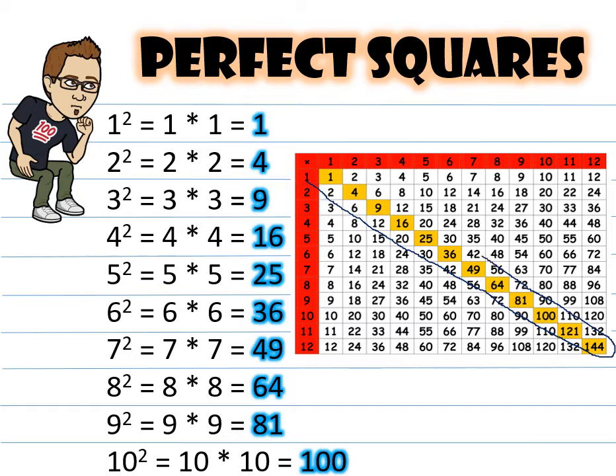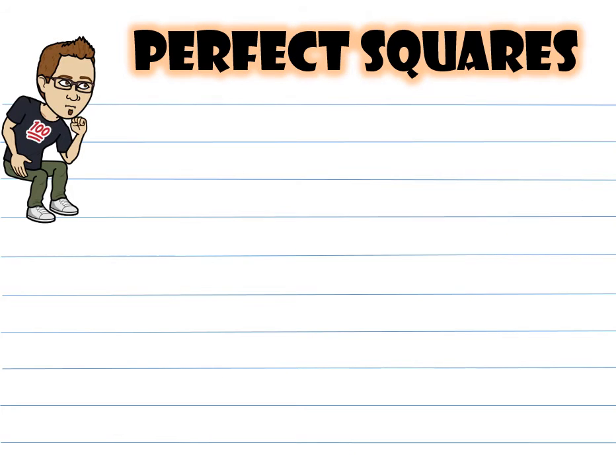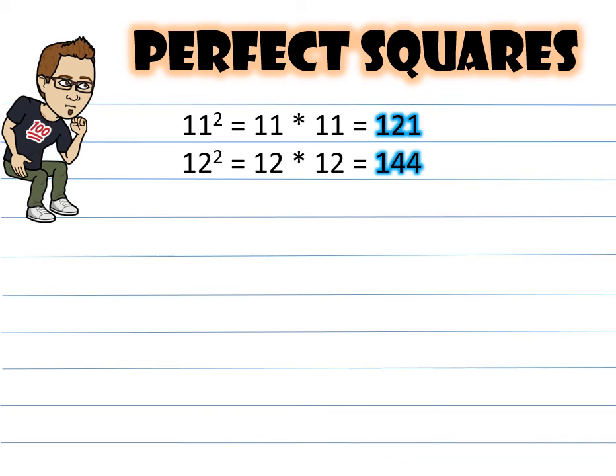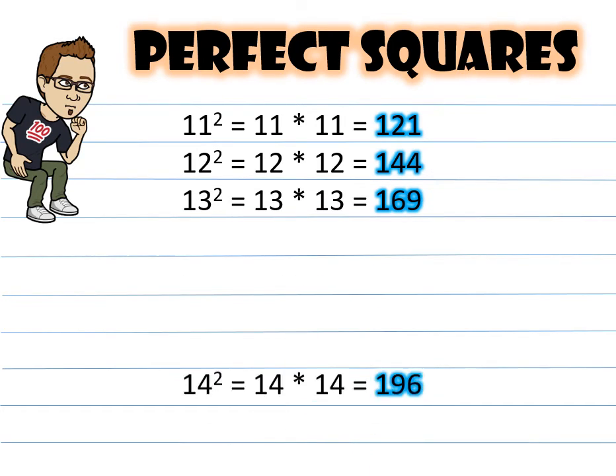A couple more that I'll have on the next page is going to be 11 times 11 and 12 times 12. Some more perfect squares. 11 times 11 is 121. 12 times 12 is 144. 13 times 13 is 169.